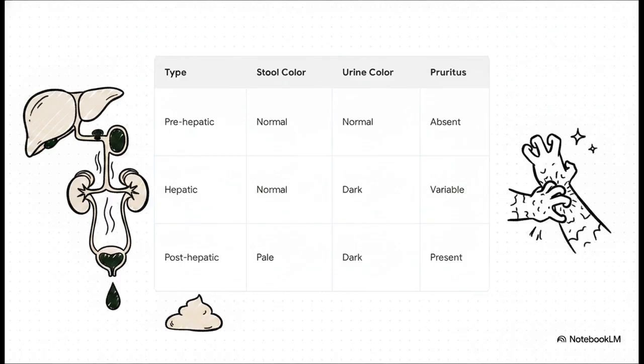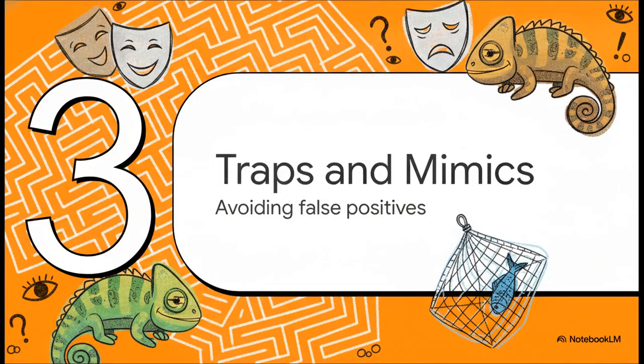And because bile acids are also backing up with it, they severely irritate peripheral nerves, causing intense, maddening pruritus or itching. Clinically, this type of obstructive jaundice often looks really deep, almost greenish, compared to the standard yellow of hepatic jaundice. Section 3. Diagnostic Traps and Mimics.